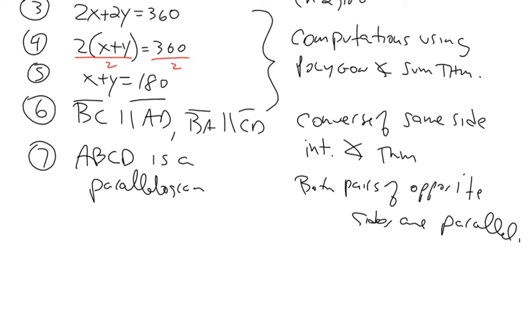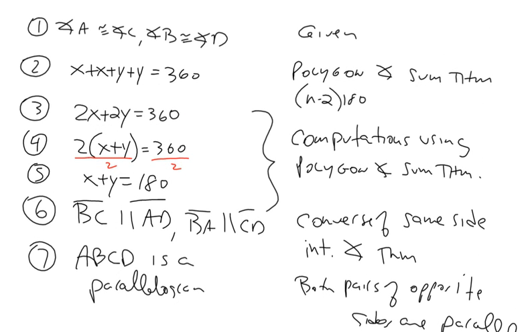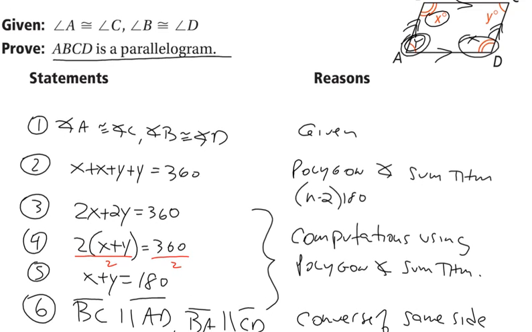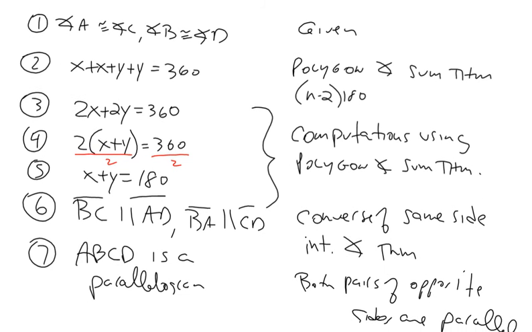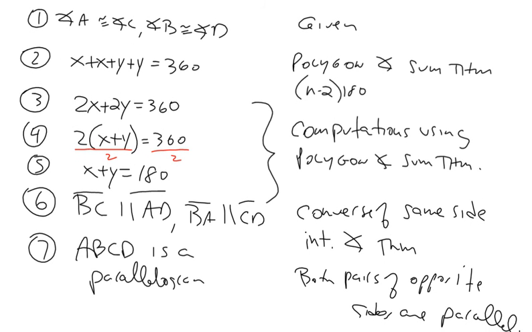Please put your player on pause. Take this down. This needs to be in your notes. You need to have this proof. This is what you're asked to prove. This is the two-column proof. Put your player on pause. Make sure you've got it.